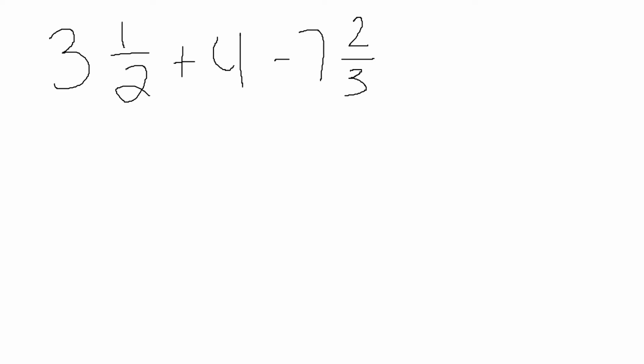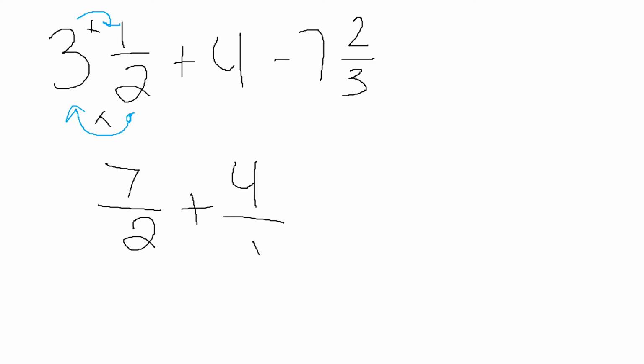So let's work one real quick. Let's do a two-step. 3.5 plus 4 minus 7 2/3. Okay, so the first thing we need to do is convert all of our mixed numbers to improper fractions. Remember, we start at the bottom, multiply, then add our tops. 3 times 2 is 6. 6 plus 1 is 7. And we keep our denominator. Any whole numbers we're going to put over 1. 3 times 7 is 21. 21 plus 2 is 23 over 3.